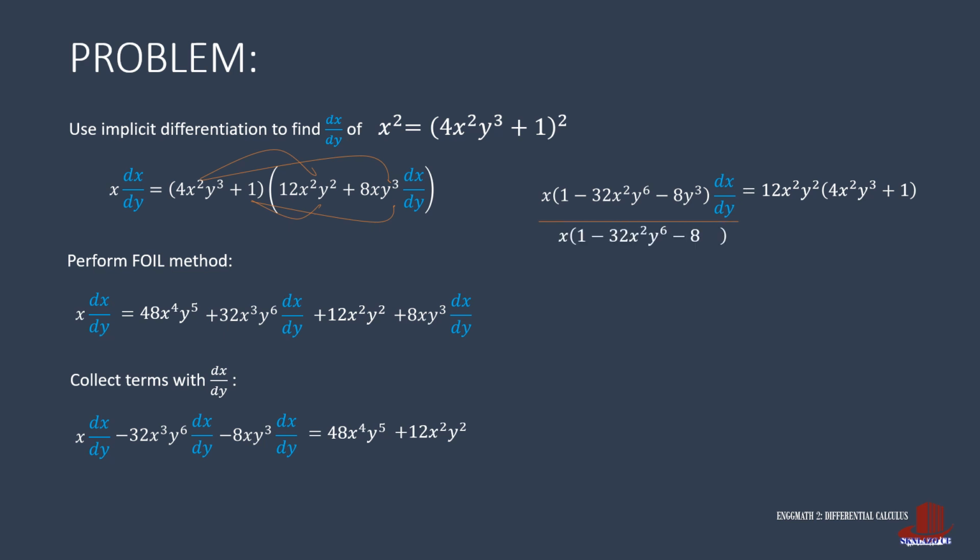Take dx over dy by dividing everything by the derivative's coefficient, which then concludes our solution with dx over dy as 12xy squared with the binomial 4x squared y cubed plus 1 all upon the trinomial 1 minus 32x squared y raised to 6 minus 8y cubed.